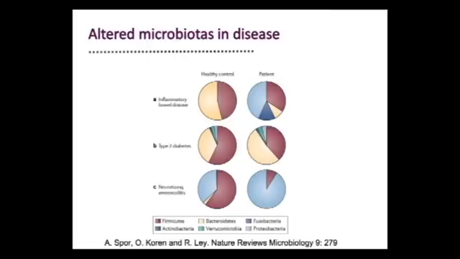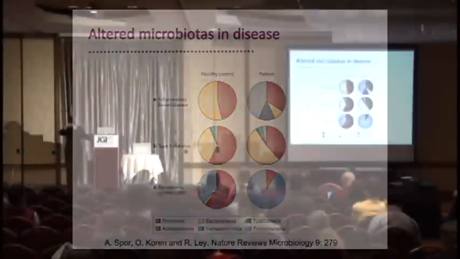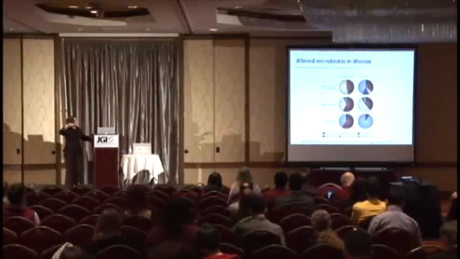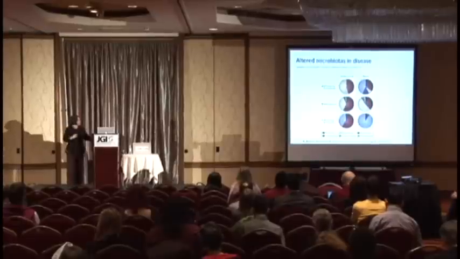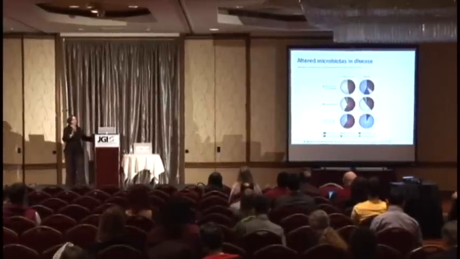Here are some examples. For instance, in inflammatory bowel disease, patients tend to have a proliferation of Proteobacteria in their guts. Type 2 diabetes has also been associated with a shift in the dominant phyla. Here's some data for necrotizing enterocolitis in infants, where again you have a proliferation of Proteobacteria in the disease state. And these are just some examples.